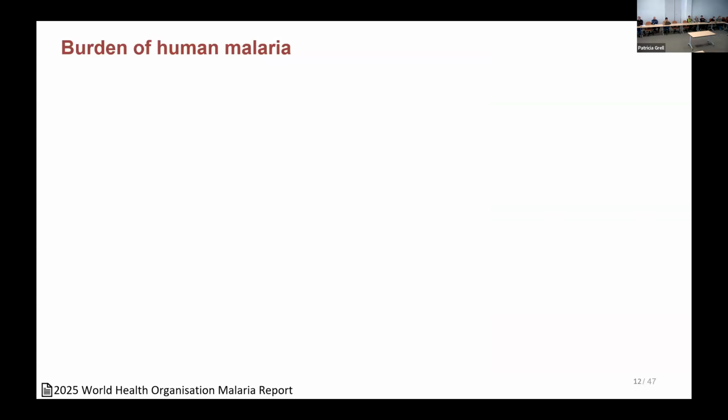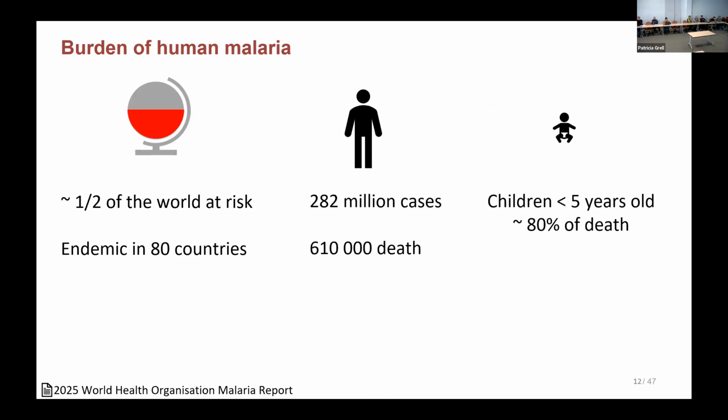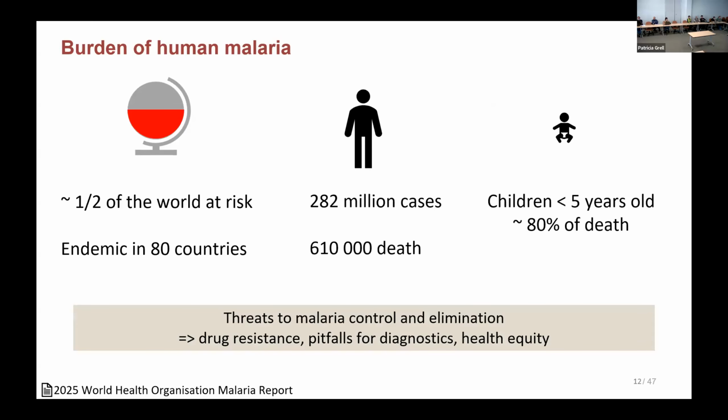If we go on some basic numbers, roughly half of the world is at risk of malaria. And as of this last report from the WHO, it's still endemic in 80 countries. That translates to 282 million cases in 2024 and 610,000 deaths. Particularly children under 5 years old have a much higher risk of complication and death. And there are many threats to malaria control and elimination: drug resistance from the parasites, pitfalls in diagnostics, and some health equity issues in accessing diagnostics and treatment.